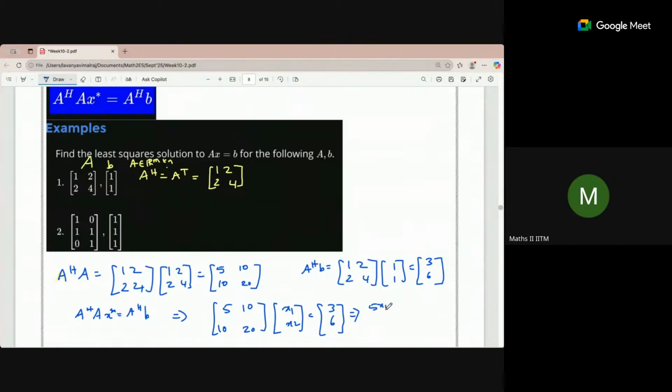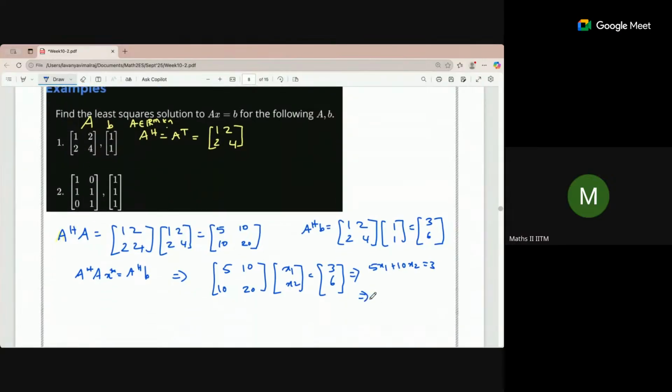So you will get 5x1 plus 10x2 equal to 3. So this is a case where we have infinitely many solutions. Here, x2 is equal to... if x1 is equal to t, then what is your x2? 3 minus 5t by 10. Okay, so these are the solutions of this system. Is this fine? Just the usual way you solve a system of linear equations, nothing new.